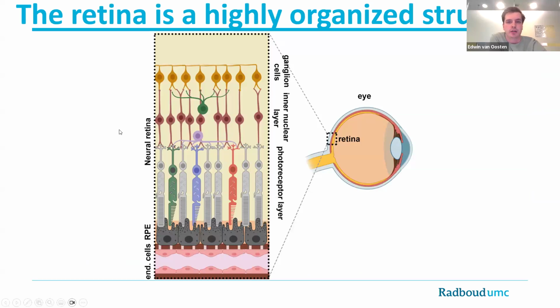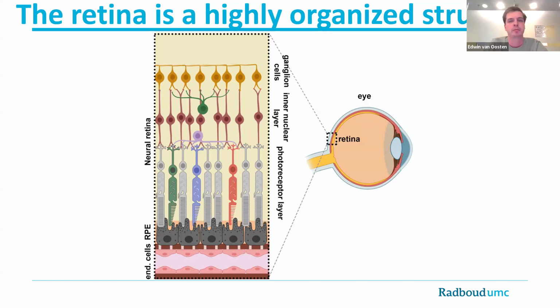So the retina is a highly organized structure. I see, wait a minute. I see the top bar from the Zoom. I don't know if I can remove this because I cannot see the title of my slide at this moment. We can see the title of your slide. Okay. Then the retina is a highly organized structure. Yeah, okay. Then the bar is only visible for me at least.